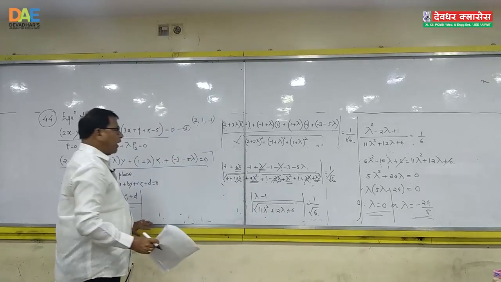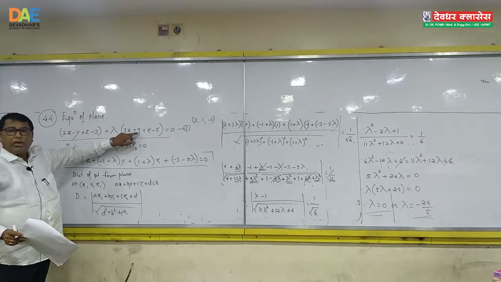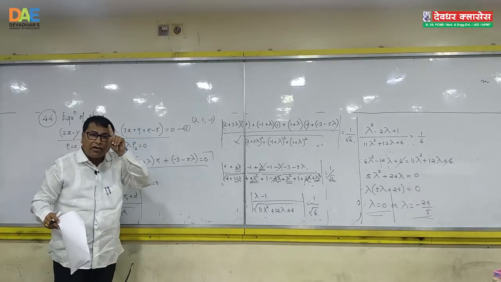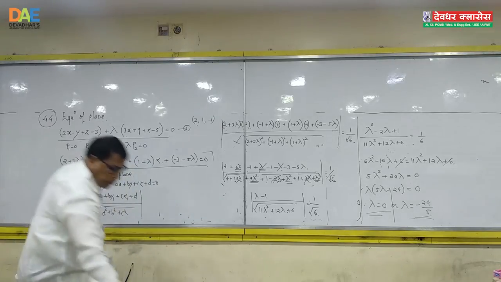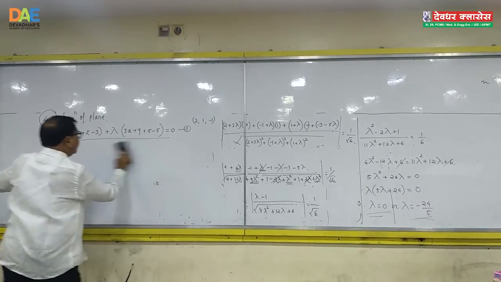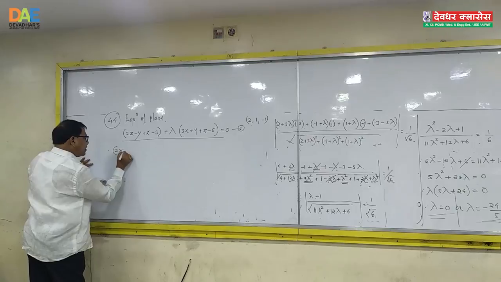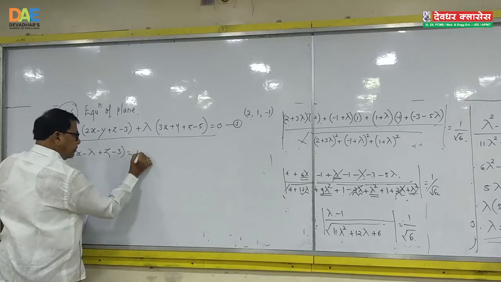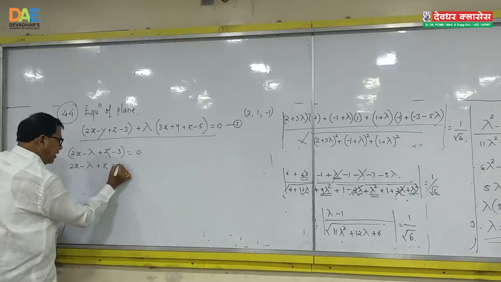After substituting these values in the given plane, here or here, you get the two equations. And you get this equation such that their right side should be equal to 105, because we have to compare. So this is the equation. I'm going to substitute this value in the first equation, that is λ equal to 0. Putting λ = 0 here, we get 2x - y + z - 3 = 0. Therefore 2x - y + z = 3.